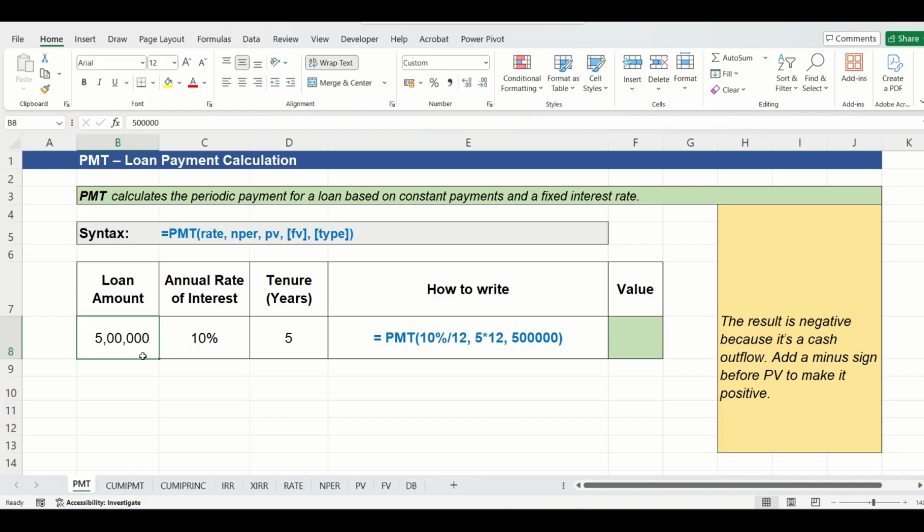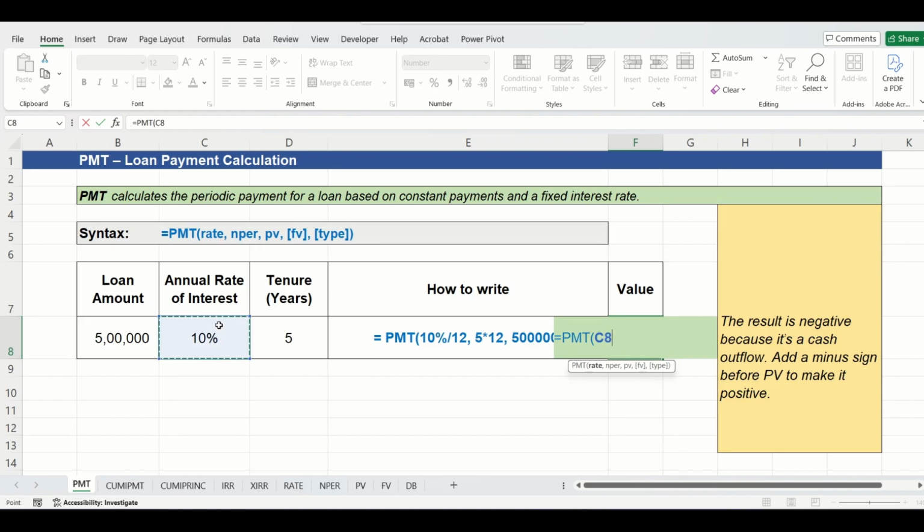So for a loan amount of 5 lakhs with an annual rate of interest of 10% and 5 years of tenure, the PMT formula is to be written like this: PMT, 10% by 12, 5 into 12, which is the months, and 5 lakhs is the principal value. So let's calculate the periodic payment or EMI for this loan. PMT, within the bracket, we'll select this cell divided by 12. So this is the monthly interest rate, comma, tenure, which is 5 multiplied by 12, comma, and then the principal amount of the loan, that is 5 lakhs.